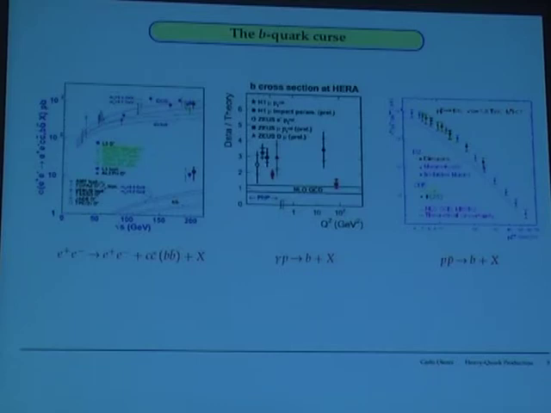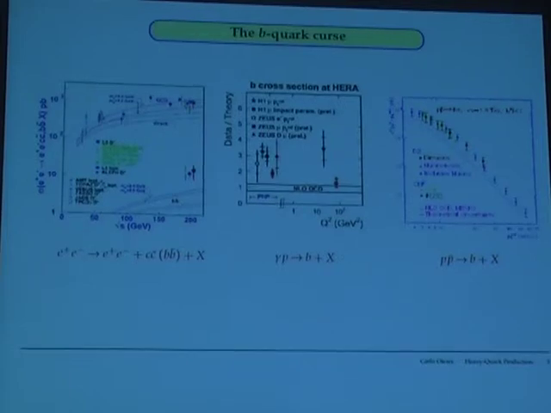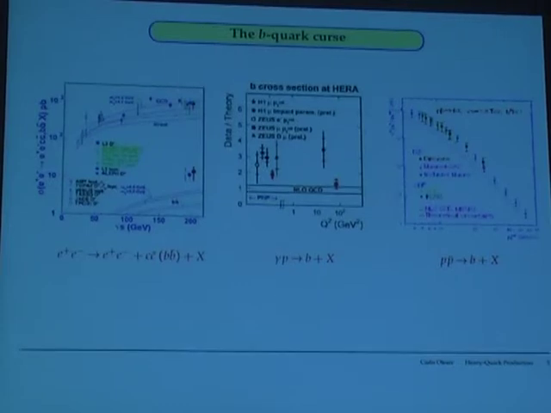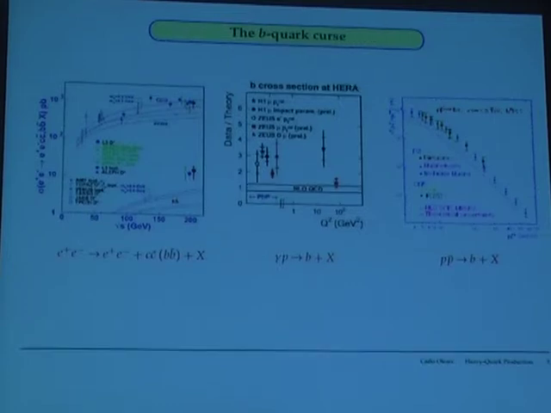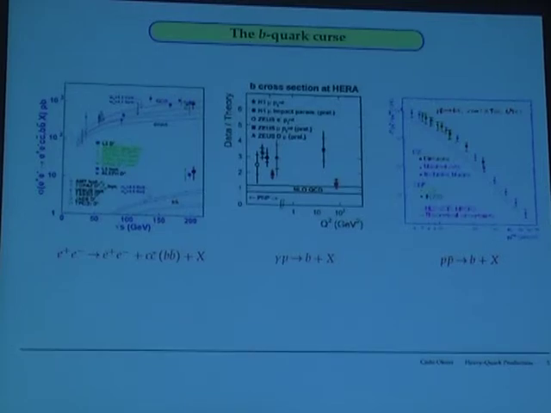Before that, a couple of points: why people were and are so interested in B physics. I've called that the B quark curse, okay? And the reason is just that at several machines, e plus e minus annihilation machines, gamma proton machines, p p-bar machines, there has always been a problem with B quarks. Always, at least till a couple of years ago, okay? Why is that? I'm going to tell you why.